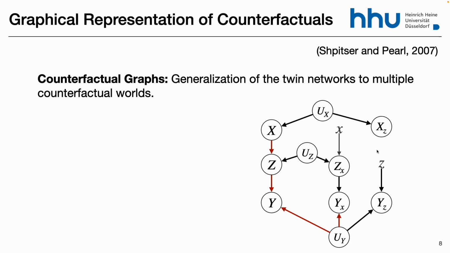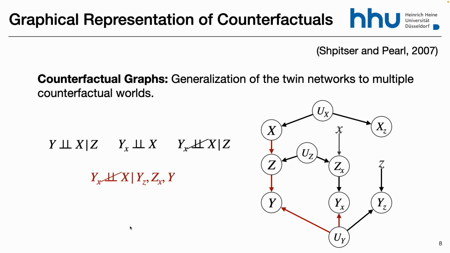However, they are all tied together by the U variables, right? So this UX is combining those. This is no longer a variable, so the UZ puts Z and ZX together, and so on. The UYs and the Ys are all together because of this UY. And you can again check independencies. So those are the three from before, but you can now, for example, get this. Is YX dependent or independent of X given YZ, ZX, and Y? It's kind of hard to interpret this thing, but basically you see that there's no independence.